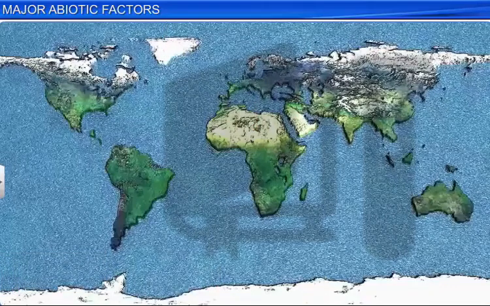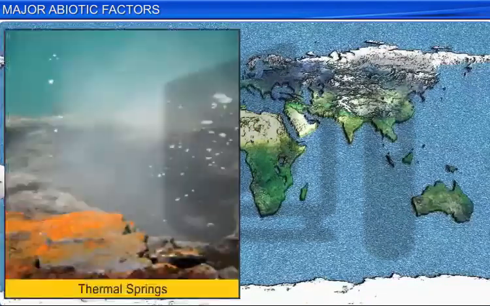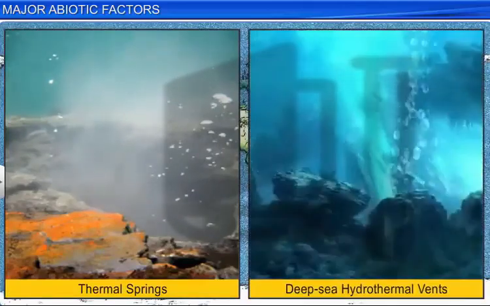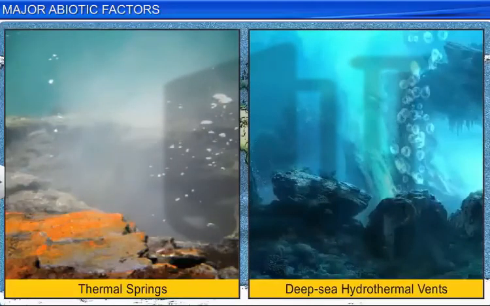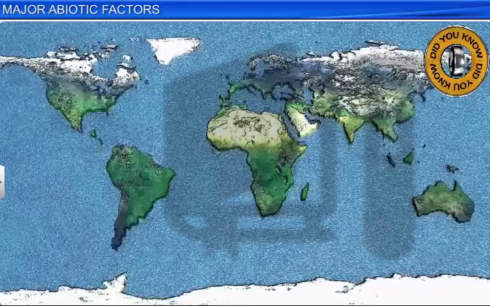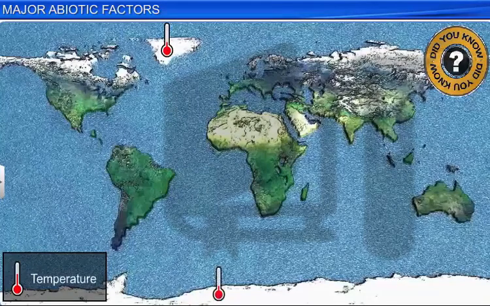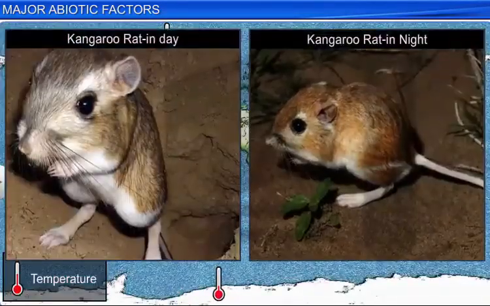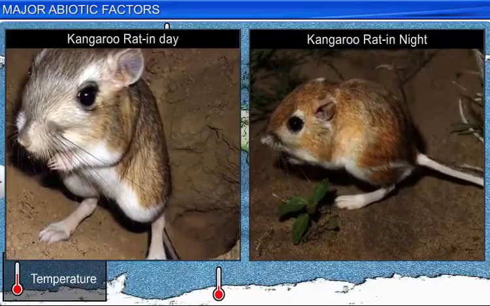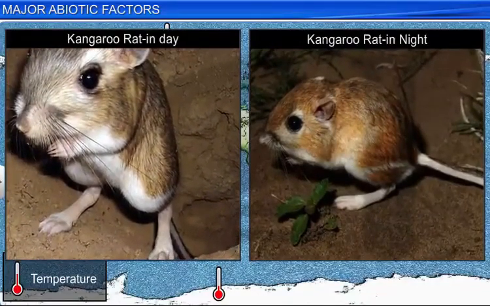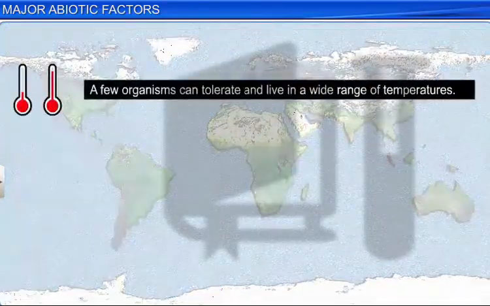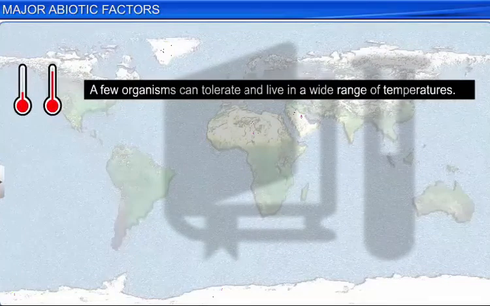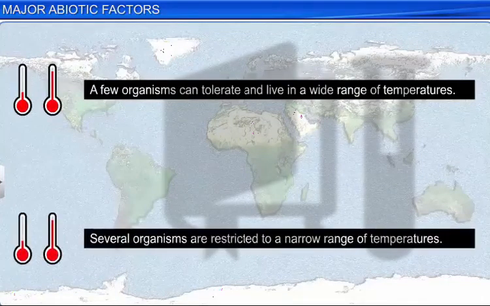Interestingly, there are some unique habitats such as thermal springs and deep-sea hydrothermal vents where the average temperature exceeds 100 degrees centigrade. Did you know that temperature influences the kinetics of enzymes and through it, basal metabolism and other physiological functions and activities performed by an organism? A few organisms can tolerate and live in a wide range of temperatures, while a majority of them are restricted to a narrow range of temperatures.